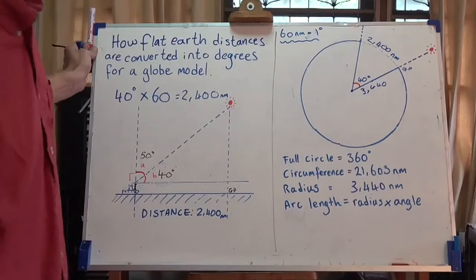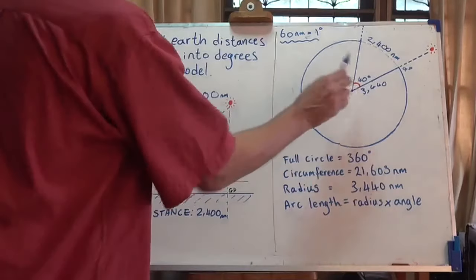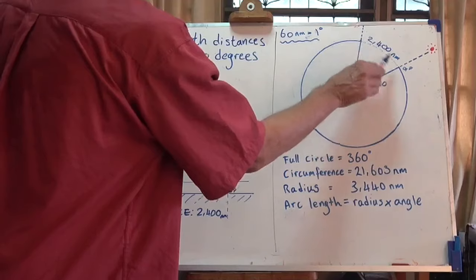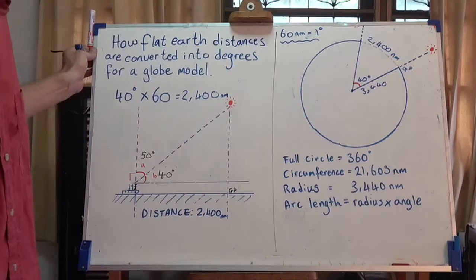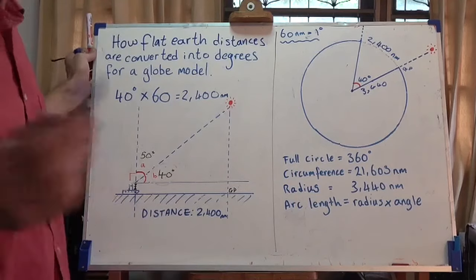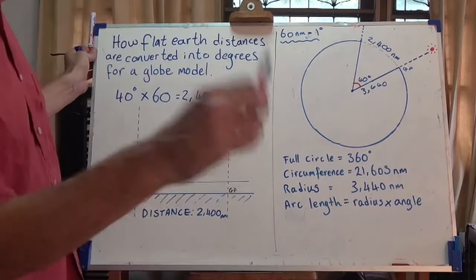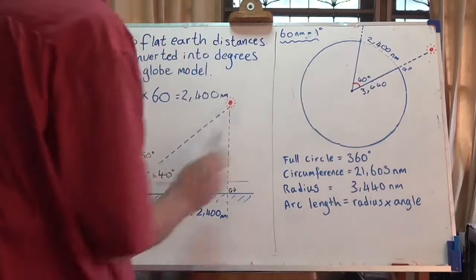It doesn't have to be to scale. You just draw your lines, draw your degrees, and say that's 40 degrees. That radius is 3,440 in order to give us a distance across here, this arc length of 2,400 nautical miles. And then you can go ahead and convert it into radians if you want, and then you can use haversine formulas and make flight plans that basically take you a certain distance.